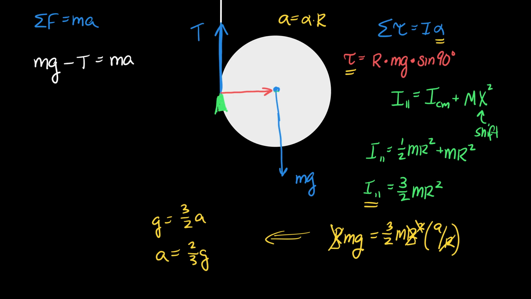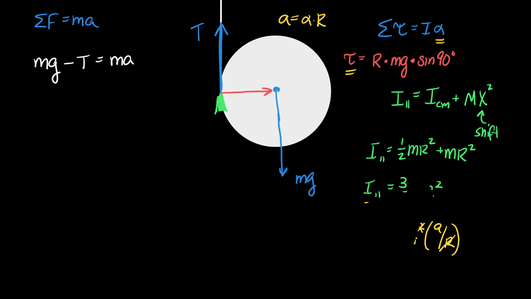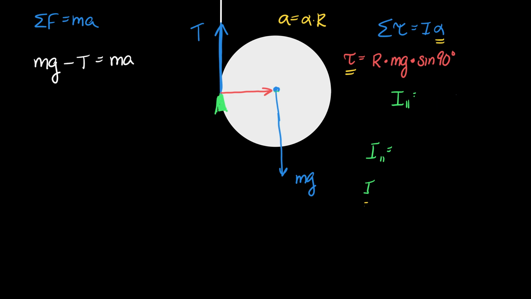Are you good? Wait, so is the answer a equals 2 divided by 3 times g, or is it g equals 3 divided by 2? Well, the answer was the acceleration, so that one. Okay. Because he times it to the other side and it flips each way. Exactly.